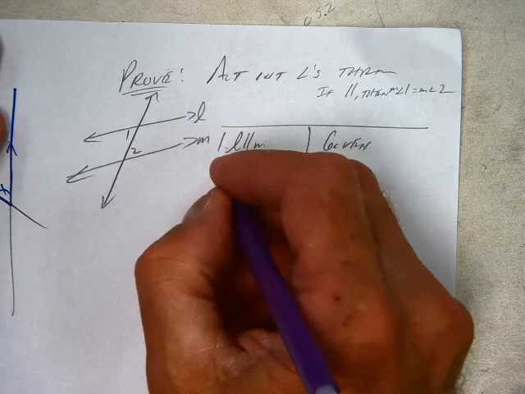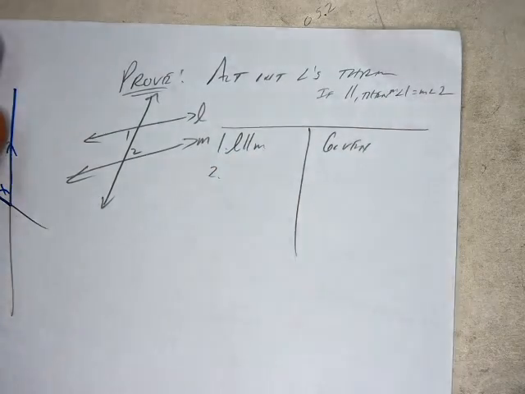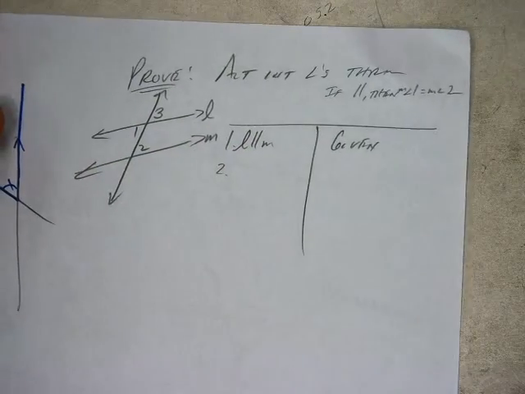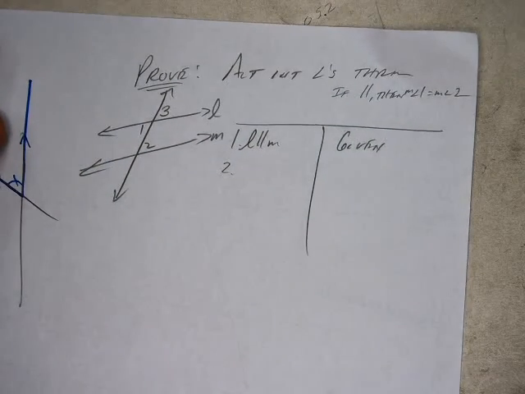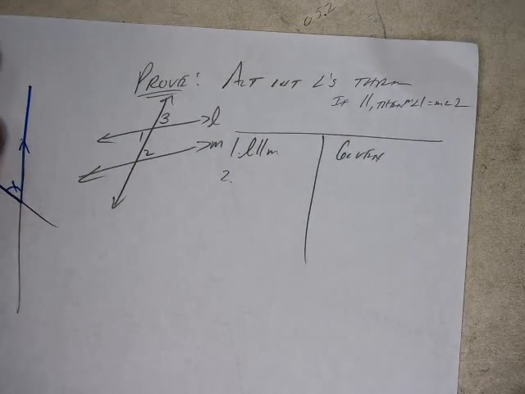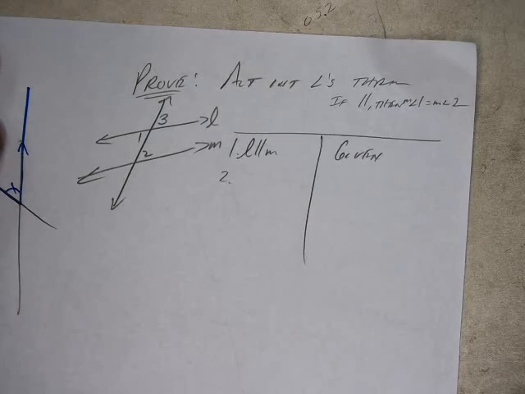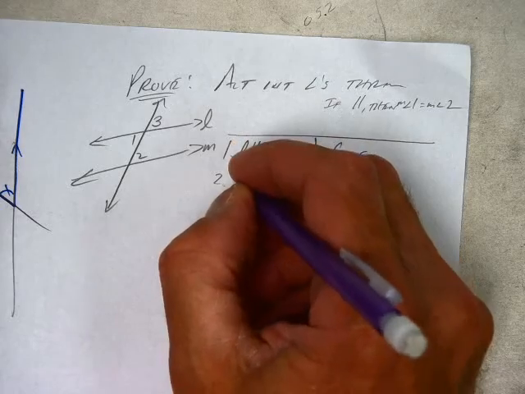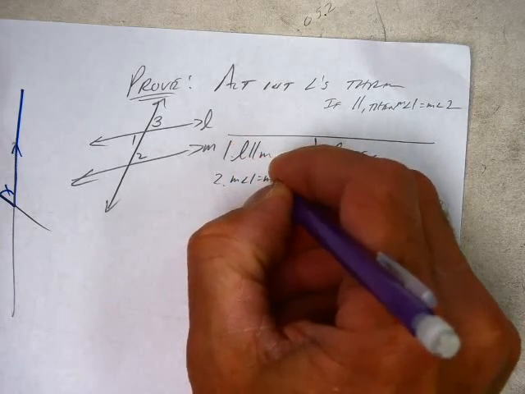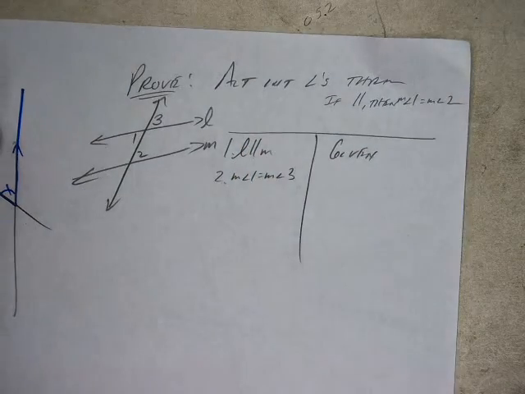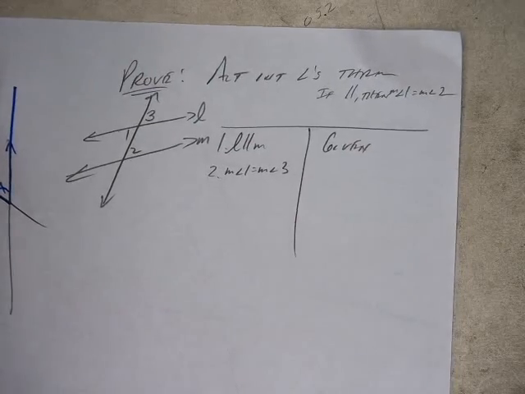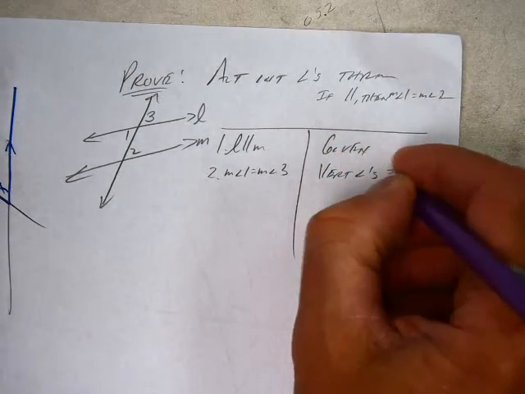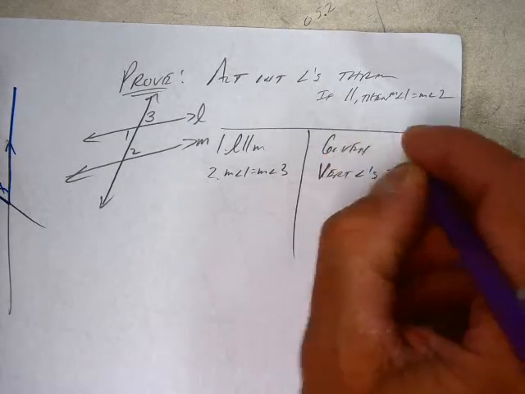Okay, 2. I'm going to use angle 3 here. That's my hint. What do you know is true? One and 3 are equal. Okay. So the measure of angle 1 equals the measure of angle 3. Do you guys agree with that? Why? Vertical angles are equal.